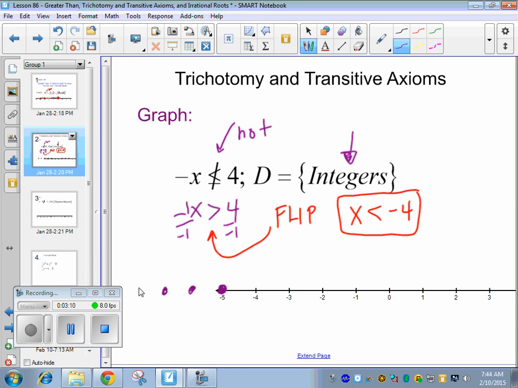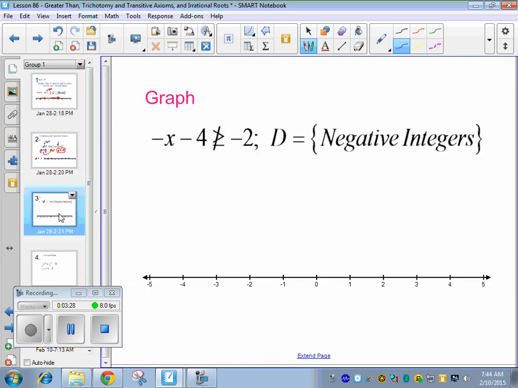So do at least a few points, and the last one should have an arrow. This does go forever to the left, forever less than, and we start at the one that is less than -4, which is -5, and it has to be an integer, right? That's why we're not doing a solid line. Okay. Go ahead and write this one down.